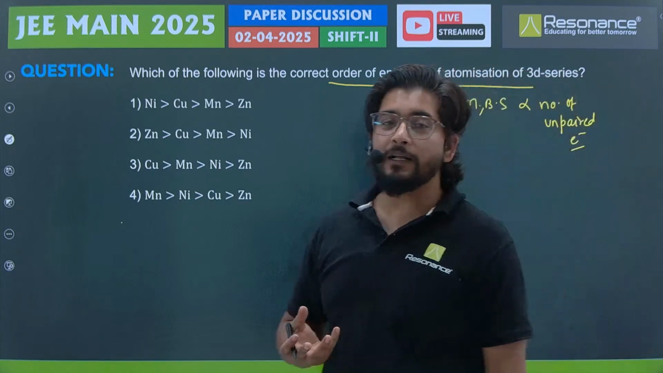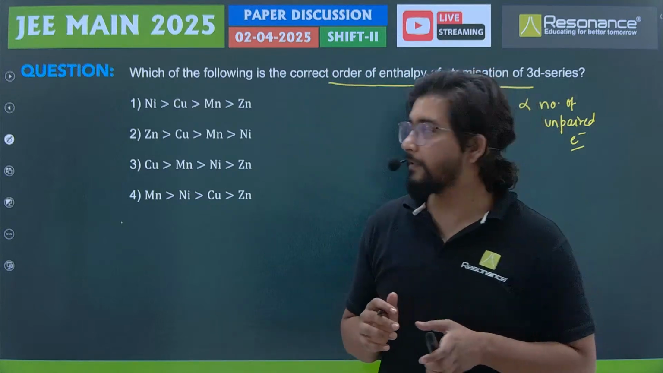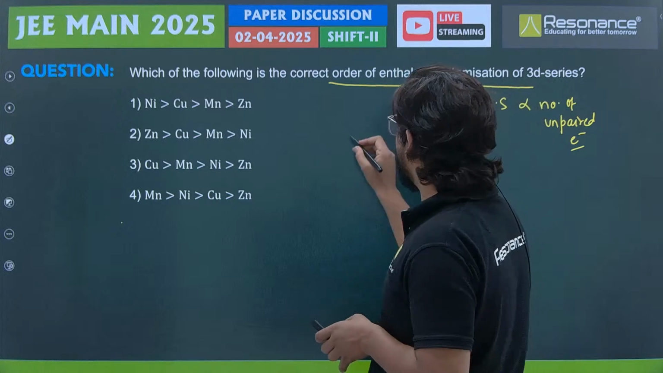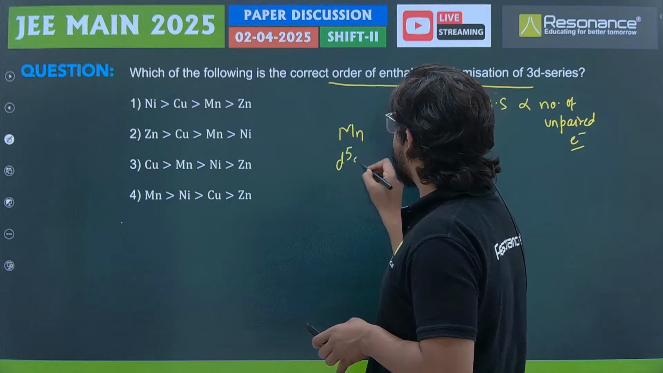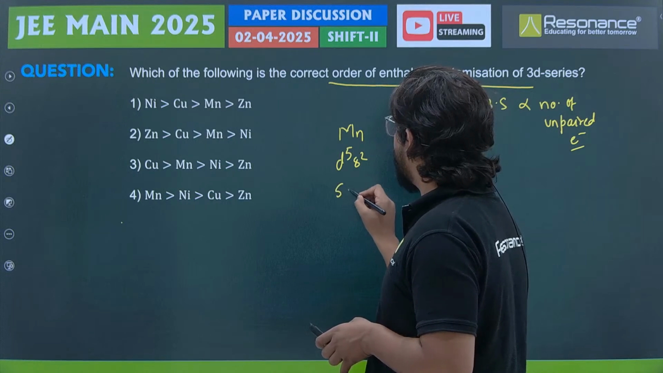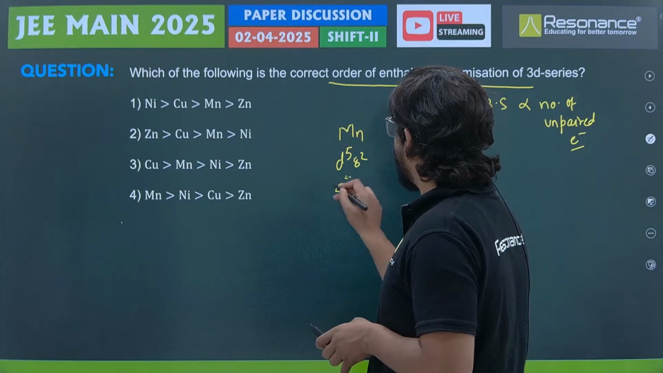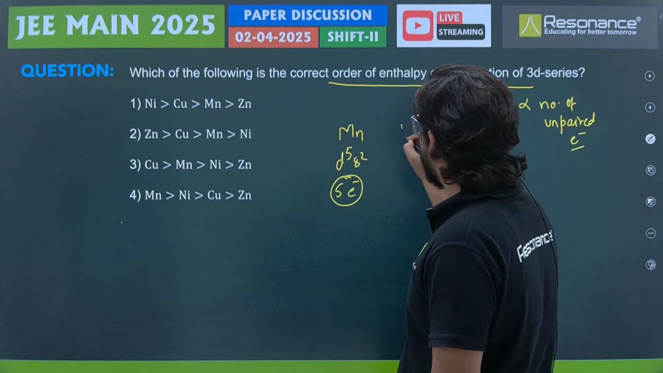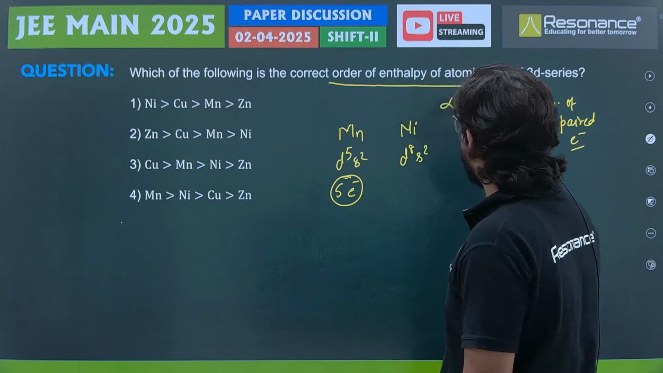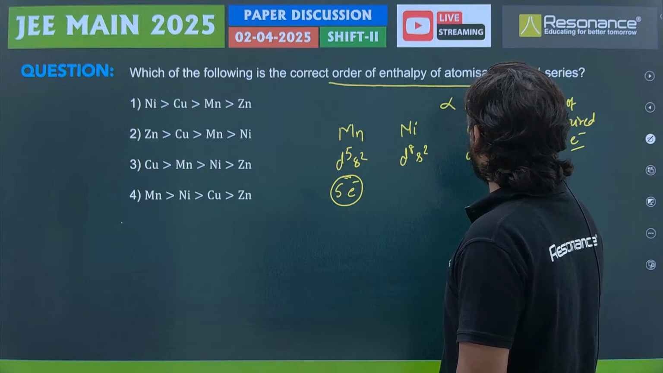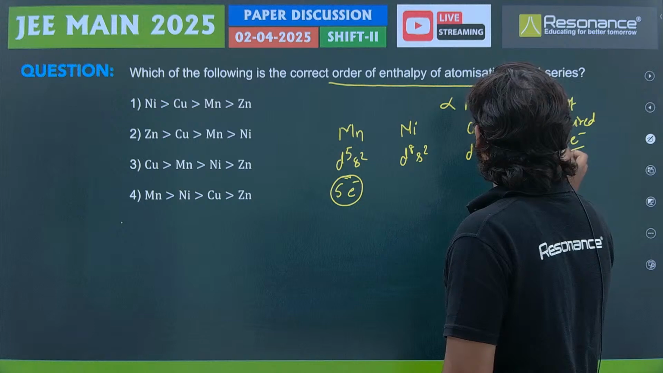And if you remember directly, the zinc is having what? The lowest enthalpy of atomization. Manganese is having d5 s2 configuration, which is having 5 unpaired electrons. If we see in the case of nickel, nickel is having d8 s2 configuration, then copper is having what? d10 s1, and zinc is having d10 s2.